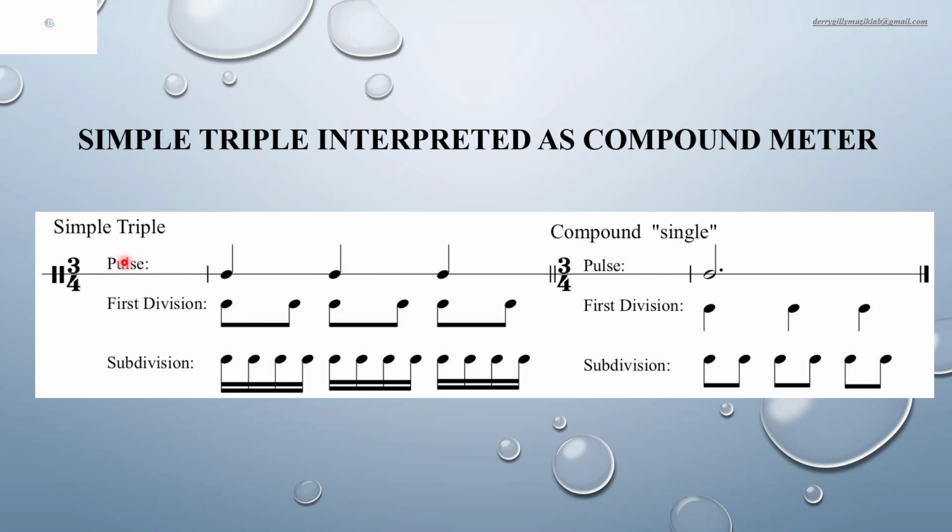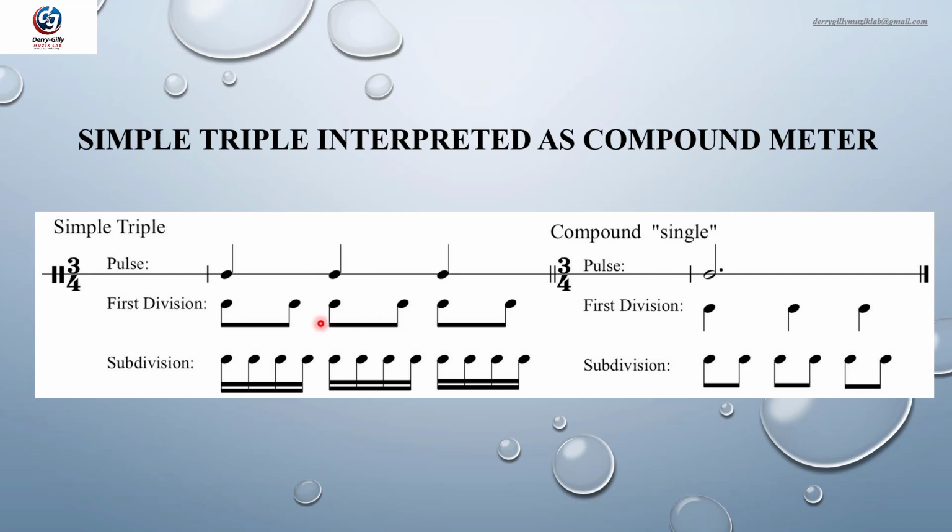Okay, so as the tempo for any of these becomes relatively faster, we cease to perceive the lower number as pulse. Instead, we perceive the lower number as the first division of a compound meter. So you could see the table here: simple triple and then compound single. The time signature here is 3/4, and the pulse is 1 2 3, 1 2 3. But if you compare it to the compound single, it's the same 3/4, but the pulse is a dotted minim or a dotted half note, which is also equivalent to 3.